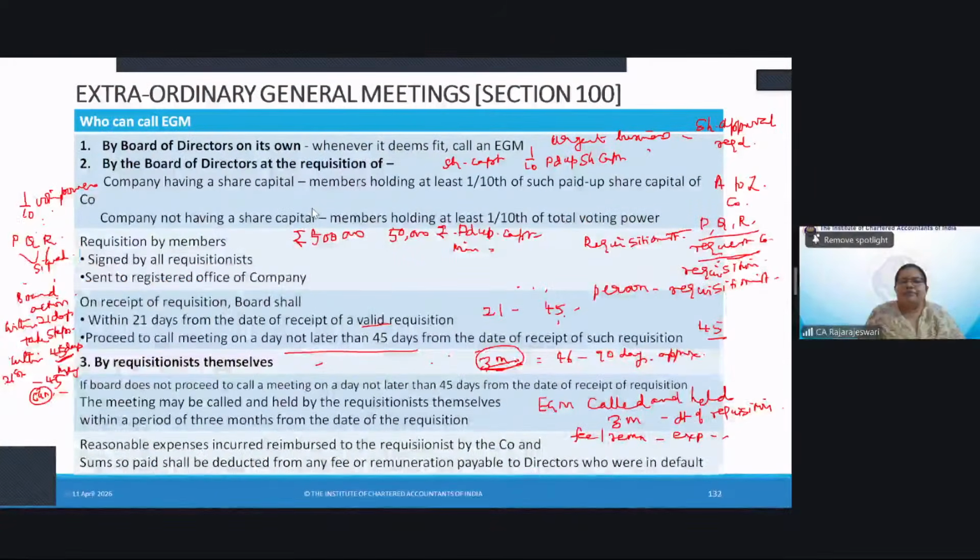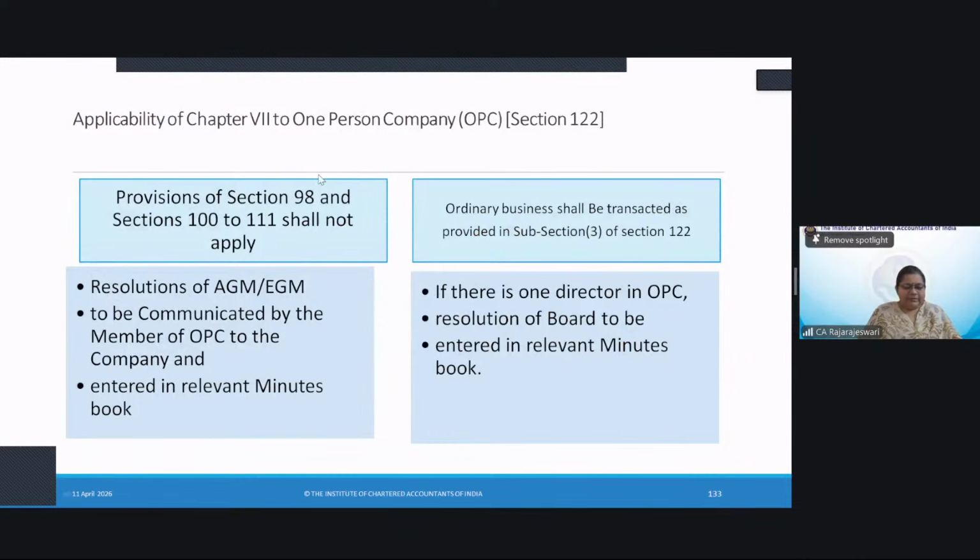Welcome back. After this EGM, what is the applicability to a one person company? Whether the provisions are applicable to a one person company, and what are the provisions that will be applicable? Now, the provisions of section 98 and 100 to 111, we will be seeing all these. That is not at all applicable to a one person company.